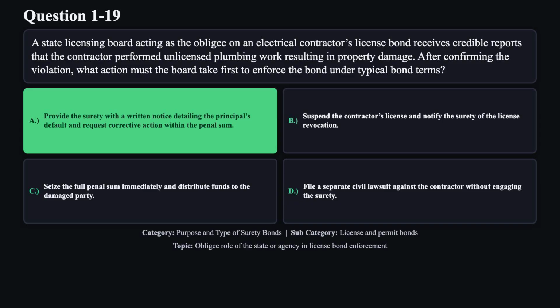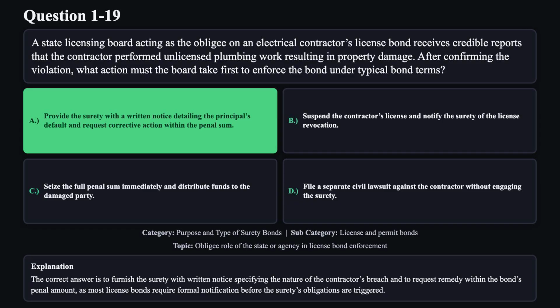The correct answer is A. The correct answer is to furnish the surety with written notice specifying the nature of the contractor's breach, and to request remedy within the bond's penal amount, as most license bonds require formal notification before the surety's obligations are triggered.